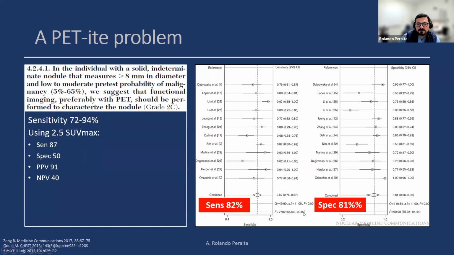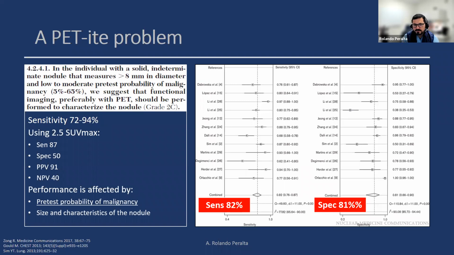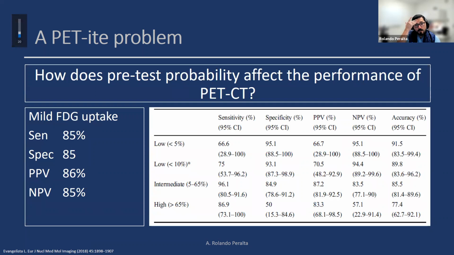If you look a little bit deeper, the reason for that is because the performance of the PET-CT is affected by the pretest probability of malignancy in that case and the size and the characteristics of the nodule. Example, purely ground-glass nodule, a PET-CT is useless for that, right? Unless the solid component starts growing and growing, then the PET-CT is a lot more helpful. Less than 8 millimeters, useless. The ability to give you FDG uptake there is limited, so it's not helpful. And the pretest probability of malignancy in that specific patient, that's really important. I have a nice slide on why that is important.